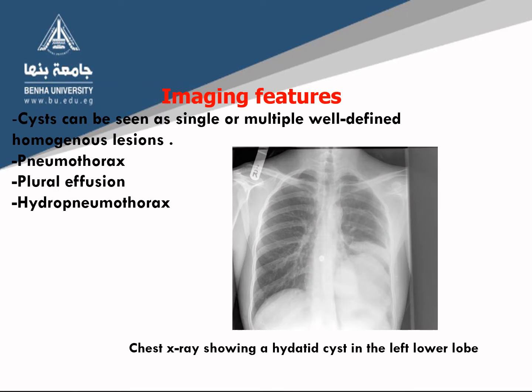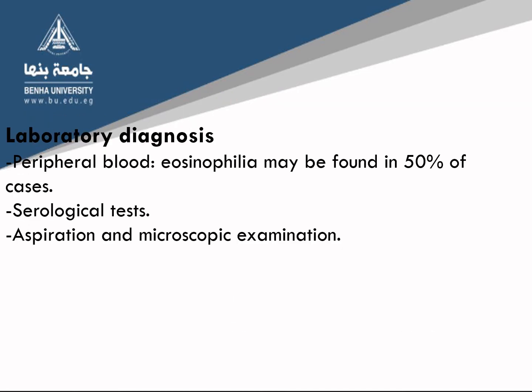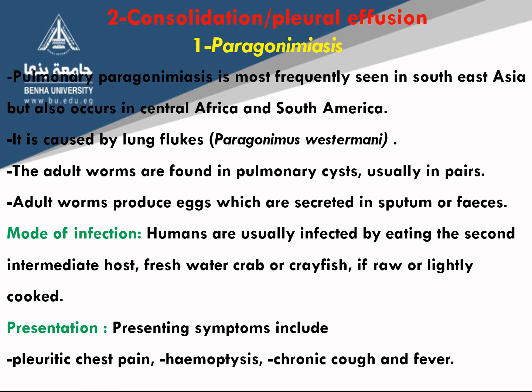Imaging features. Cysts can be seen as single or multiple well-defined homogeneous lesions. Pneumothorax, pleural effusion, or hydropneumothorax. Chest X-ray showing a hydatid cyst in the left lower lobe. Laboratory diagnosis: peripheral blood shows eosinophilia, which may be found in 50% of cases. Serological tests. Aspiration and microscopic examination. Number 2. Consolidation or pleural effusion.